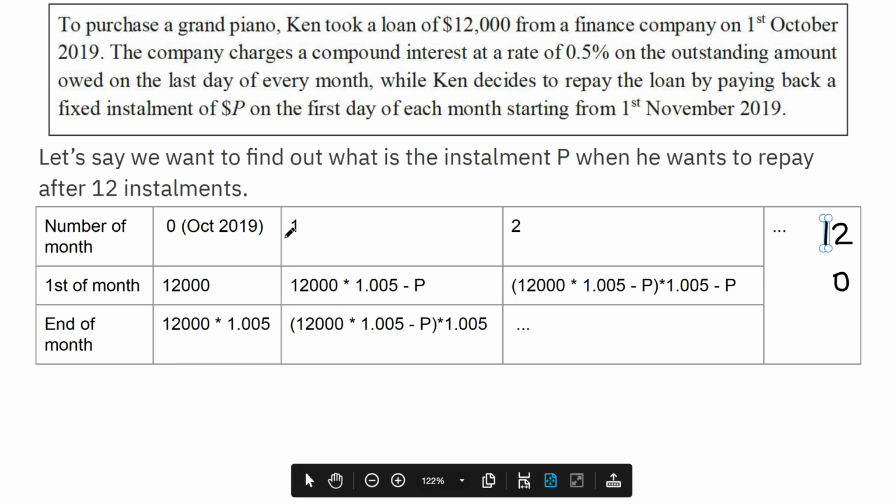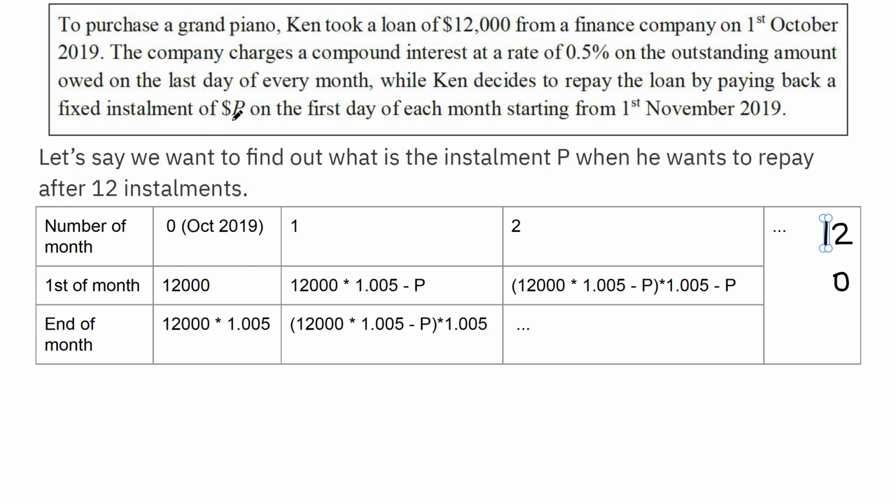Let's investigate further. At the start of the first month, he repays the loan by paying back a fixed installment of P dollars. Since he owes 12,000 times 1.005 at the end of October, at the start of October he owes P less than that because he pays back P dollars. After that, we multiply by 1.005, and then at the start of the second month, we subtract P again, and so on and so forth. So we see a pattern of multiplying by 1.005, then subtracting P, then repeating that.